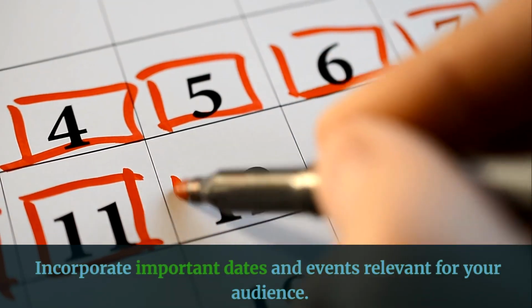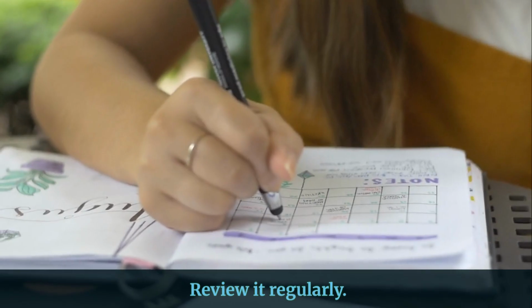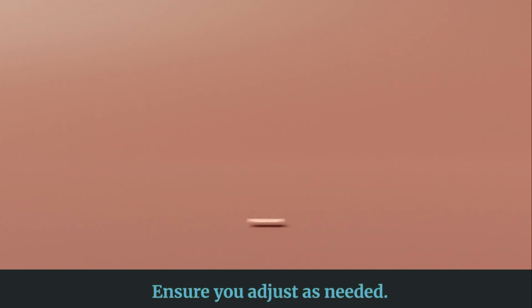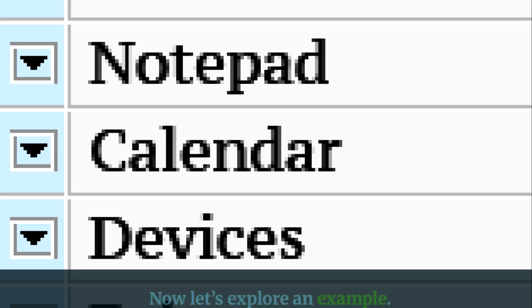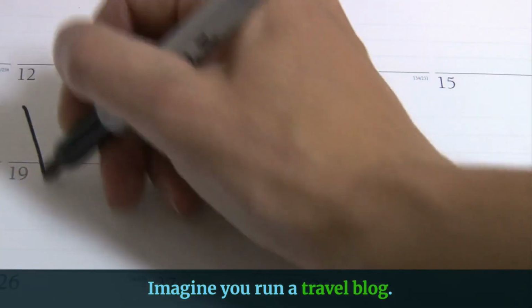Incorporate important dates and events relevant for your audience. Review it regularly. Ensure you adjust as needed. Now let's explore an example. Imagine you run a travel blog.